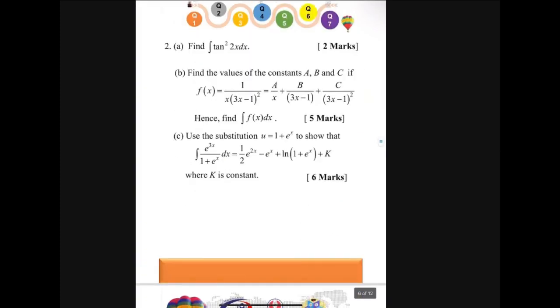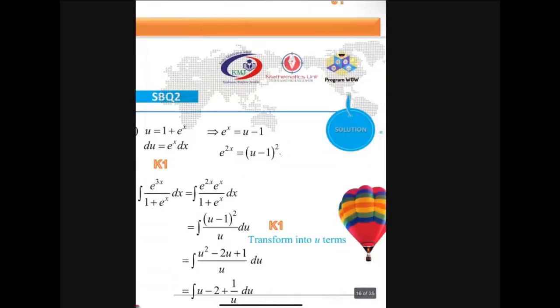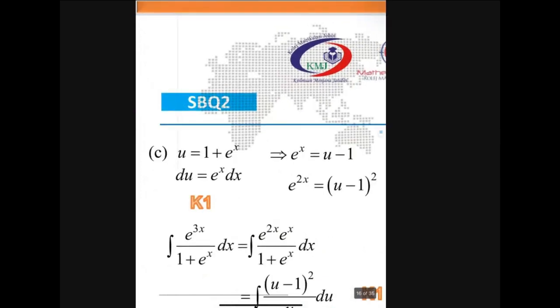So by using the substitution of u equal to 1 plus e^x, we have to show what the question asks for. Okay, so directly here, the question specifically asks us to use the technique of integration by substitution. So just follow directly what the question asks for. So our first step, they already mentioned u is 1 plus e to the power of x. So du will be e to the power of x dx.